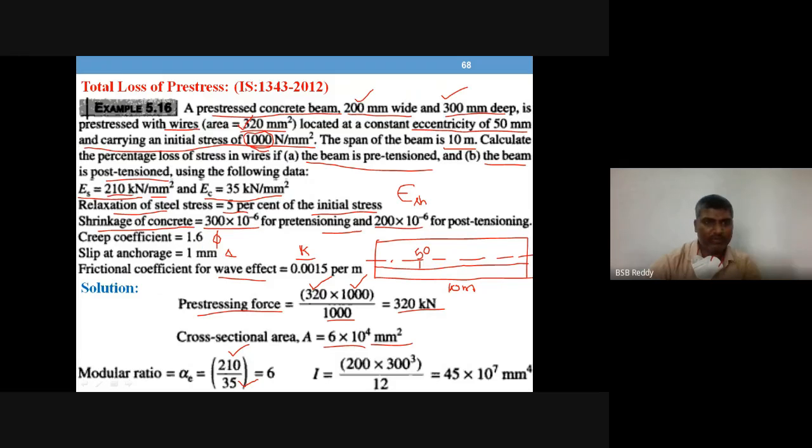Then the modular ratio, you know the formula: Young's modulus of steel divided by Young's modulus of concrete. These two values, 210 divided by 35, is 6. Moment of inertia, whatever is needed for the solution, you calculate prior to that. So b h cube by 12 gives 45 into 10 power 7 mm power 4.